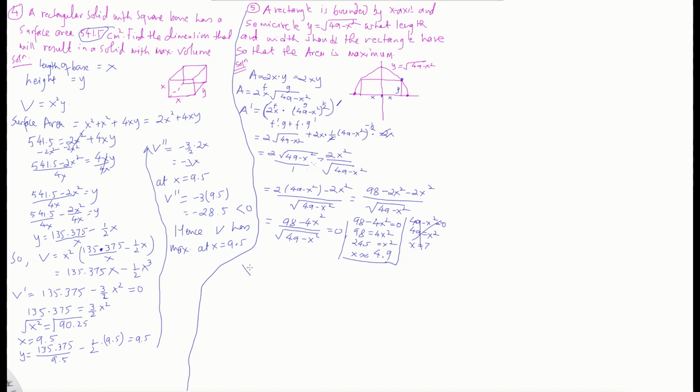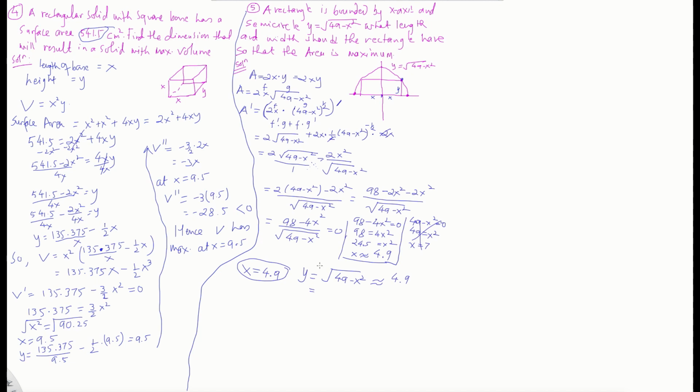So we got x equals 4.9 as the critical value, right? So now you plug in to find out y. So y will be the square root of 49 minus x squared. If you do that, you will get, let me write it down here, almost equals 4.9. That's what you get.